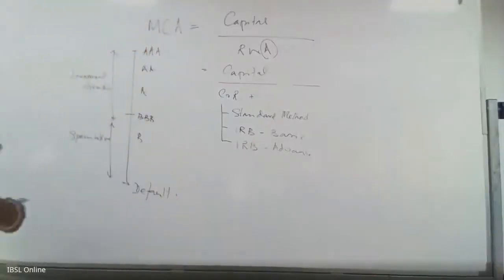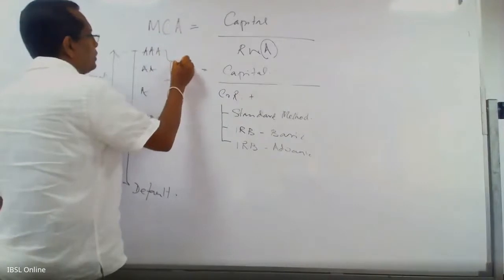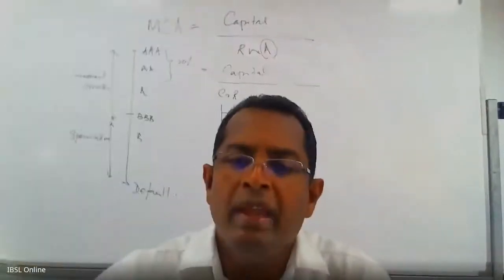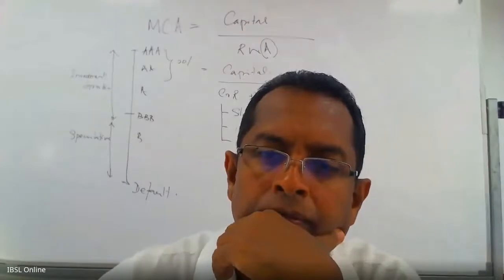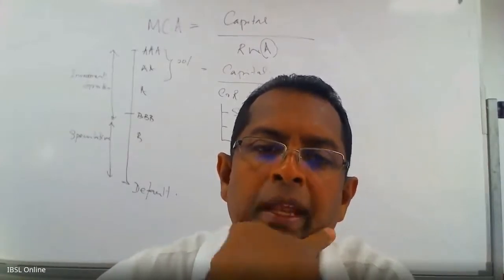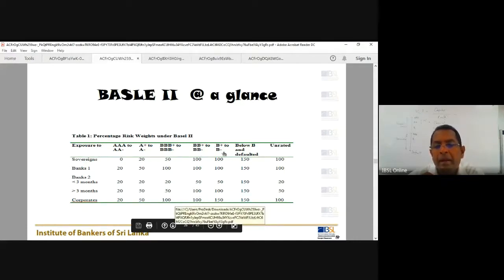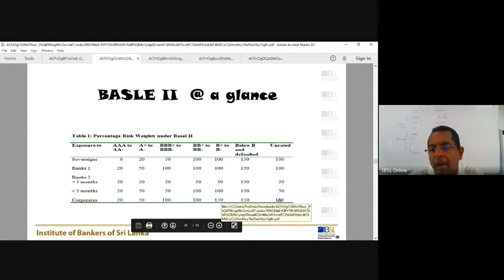Right? Based on the external ratings, they gave us weights. If it is somewhere here, it is 20%. Right? 50, like that. They gave different weights. See, if it is triple A to AA minus, it is 20. A plus to A minus, it is 50. BB plus to BB minus 100. Then again 100. Then B plus to B minus, it is 150. Below B and default is 150, unrated 100.